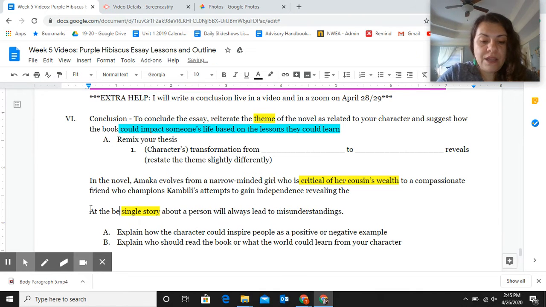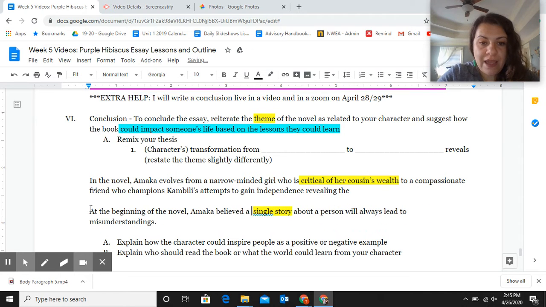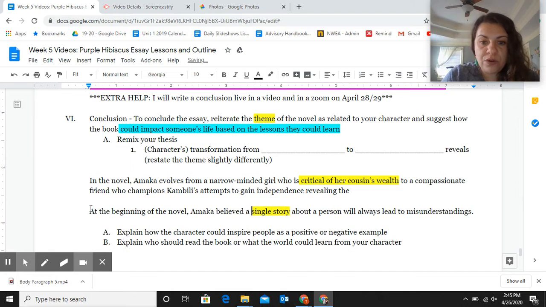At the beginning, that's a transition phrase. At the beginning of the novel, Amaka believed a single story about, now I'm not going to say a person because I don't have to have this as universal right now. The universal sentence will be at the end.